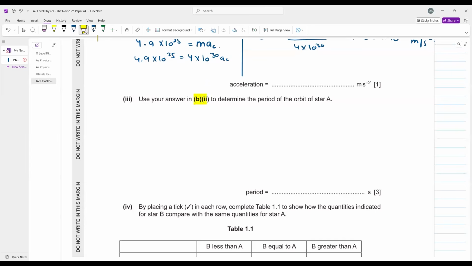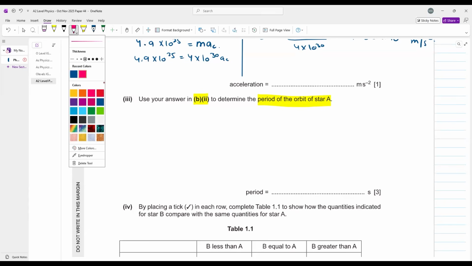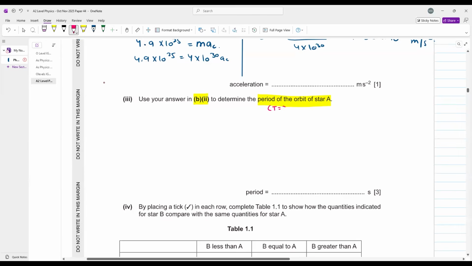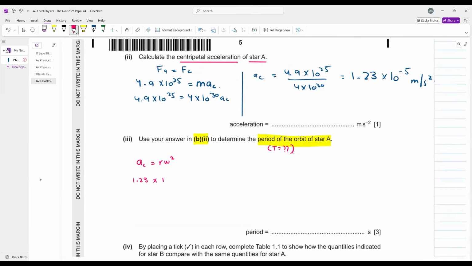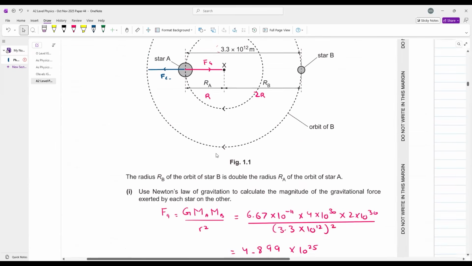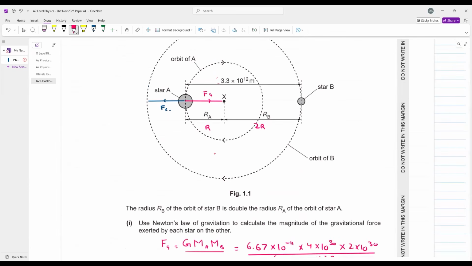Use your answer in part 2 to determine the period of the orbit of star A. We have to calculate capital T. How will we do that? We know centripetal acceleration is equal to r omega square. The centripetal acceleration was 1.23 into 10 raised to the power of minus 5. What is the value of r? We don't know the value of r. Sir, what will r be? R will be this.